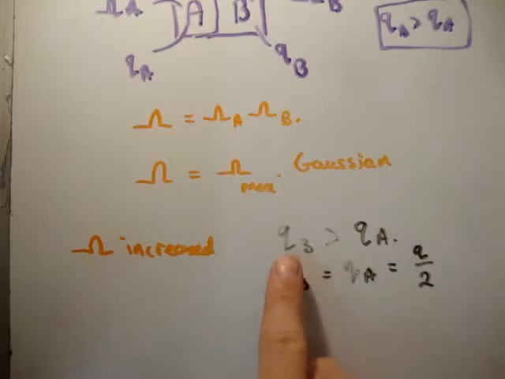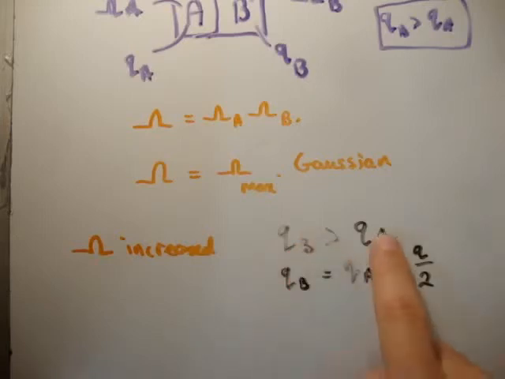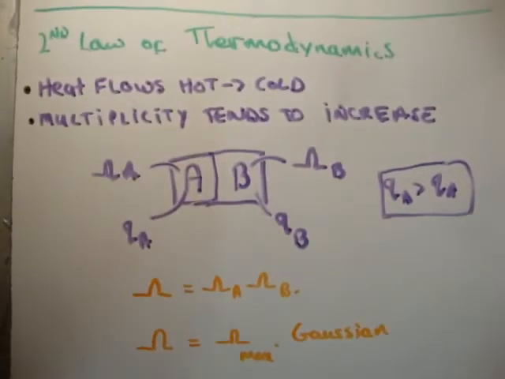So heat has flowed. B was hotter, but it's in equilibrium when B is equal to A. So B has gotten colder and A has gotten hotter. So heat has flowed from B to A, or from the hot body to the cold body. That's what we call the second law, heat flowing from hot to cold. Simple. But we've mathematically seen that heat flowing from hot to cold happens because the multiplicity has increased. So the multiplicity of our system tends to increase, and the physical result of that is that heat flows from hot to cold.